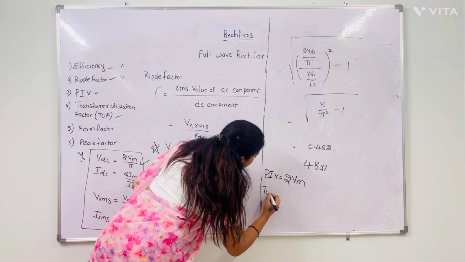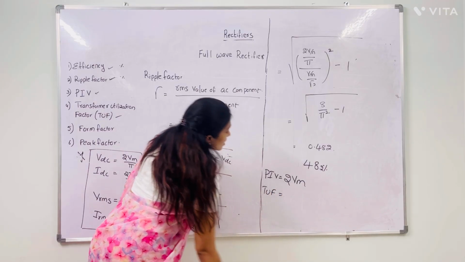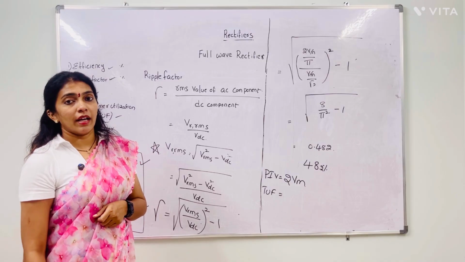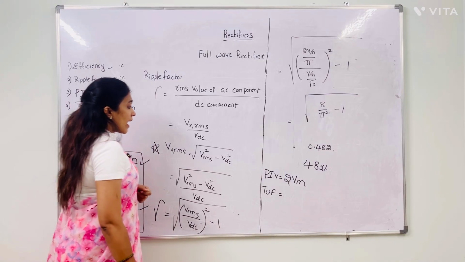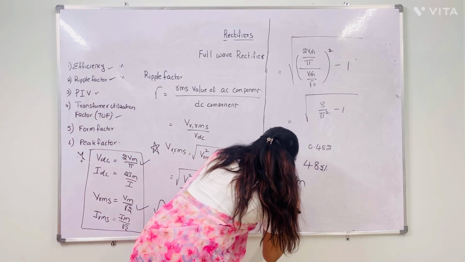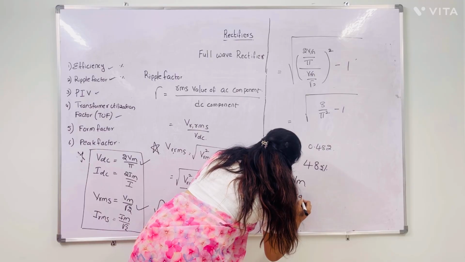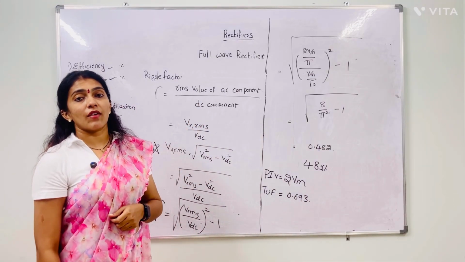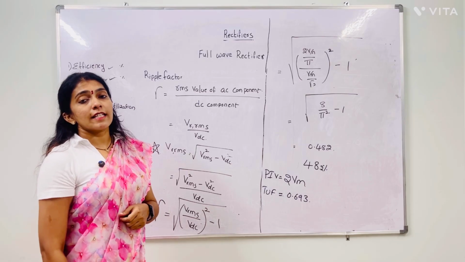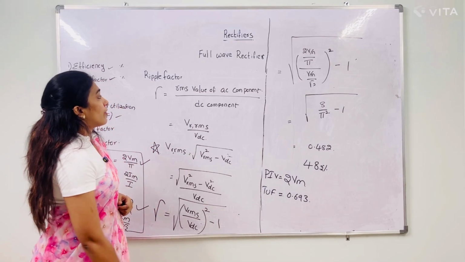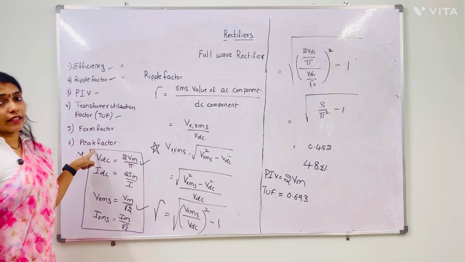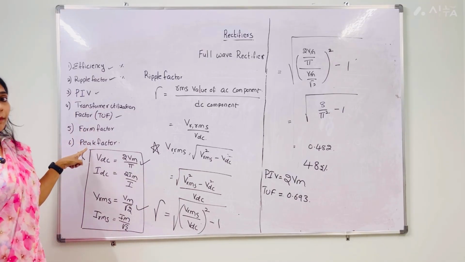Next, transformer utilization factor. Transformer utilization factor means how much percentage of a transformer is utilized in the power supply. For center tapped transformer, that value is 0.693. Transformer utilization factor is 0.693 for full wave rectifier. Next, form factor and peak factor.